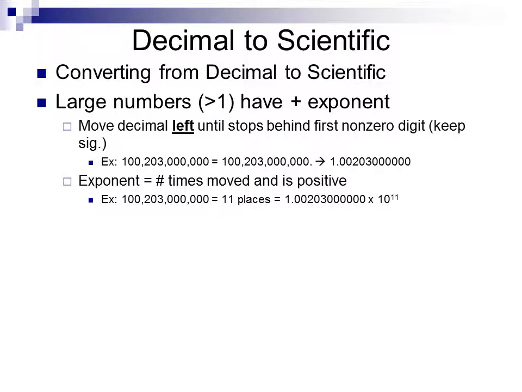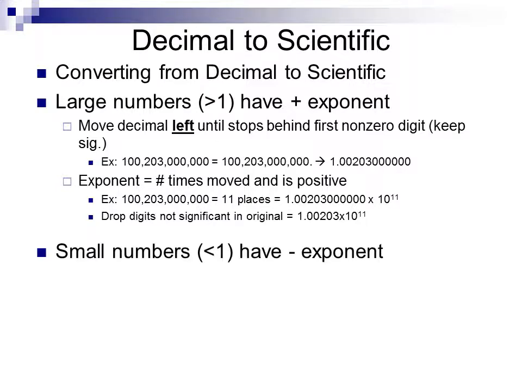So that gives me an exponent of 11. I have 1.00203000000 times 10 to the 11th. I will drop digits that are not significant in the original number, because we just said that the 3 was the limit of our significance in the original number. We'll drop those 6 trailing zeros and report the final number as 1.00203 times 10 to the 11th.